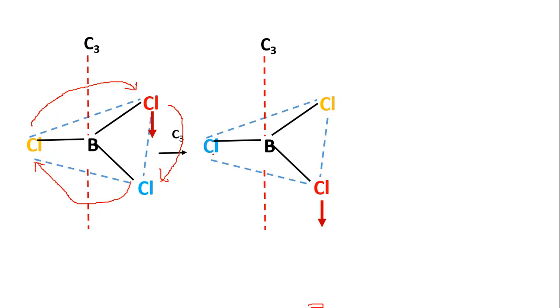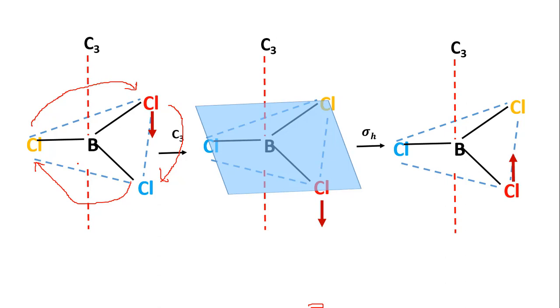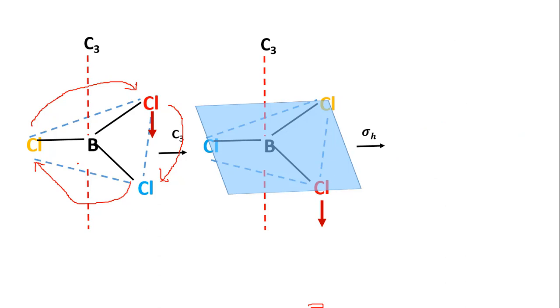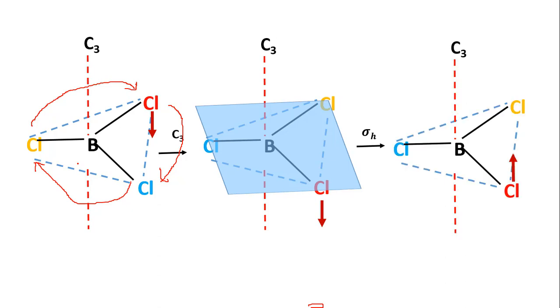And now if we reflect this in the perpendicular sigma h plane, there will be only one change. The arrow which is pointing downwards initially will now go upwards. And now we have conducted the S3 operation twice.